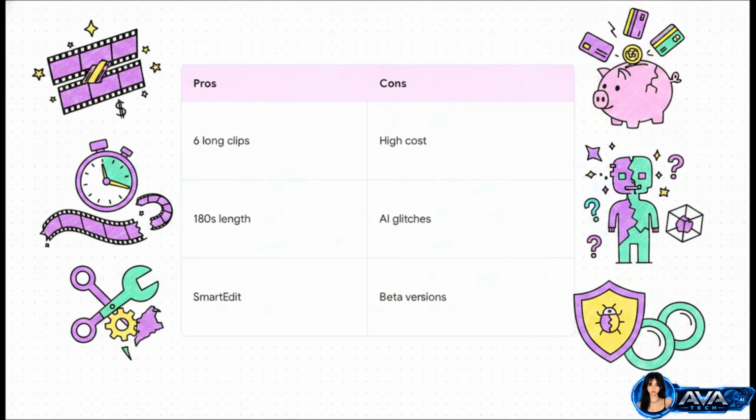On the pro side, paying those credits actually generates 6 long clips in one go. You get that unprecedented 180-second length, and you have those surgical smart edit capabilities built right in. But on the con side, the credit cost is undeniably high. AI glitches absolutely still exist, and because it is a beta version, you will inevitably encounter imperfect shots. It's not flawless magic just yet.